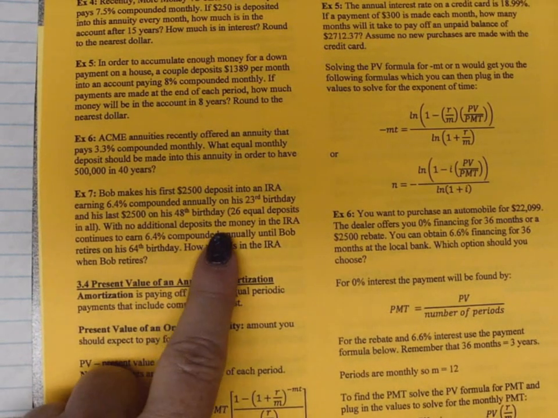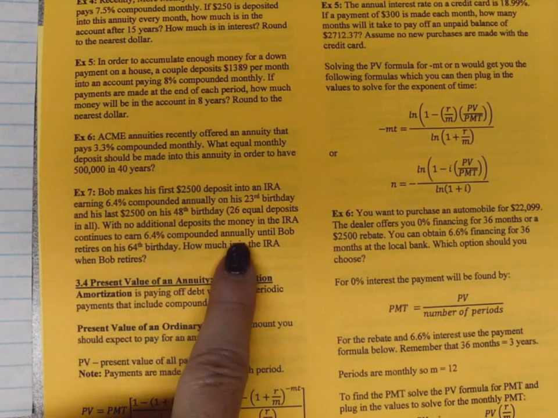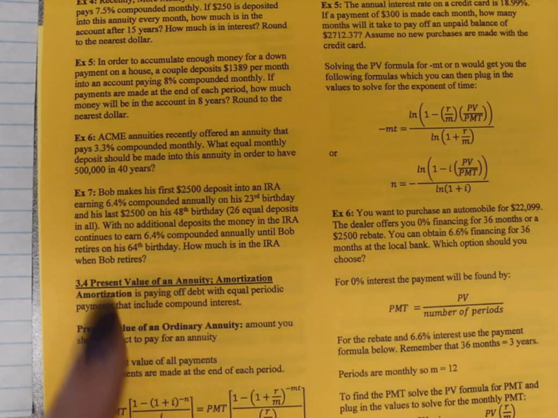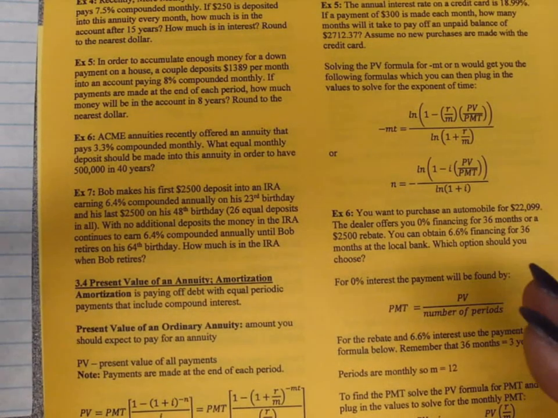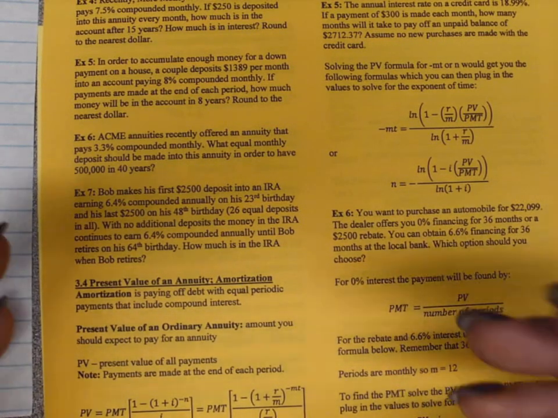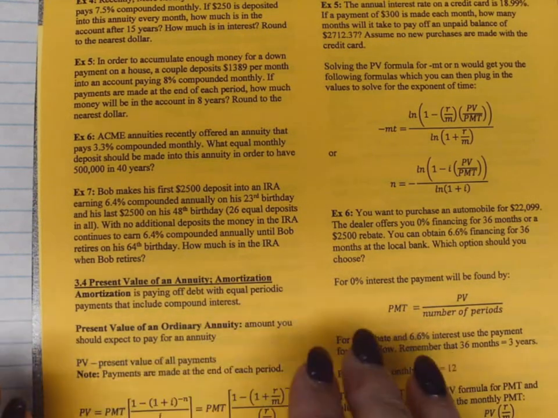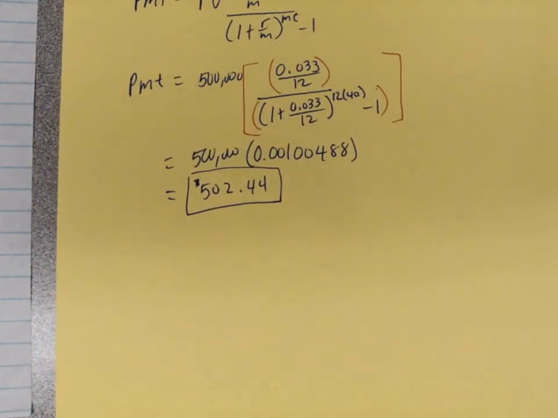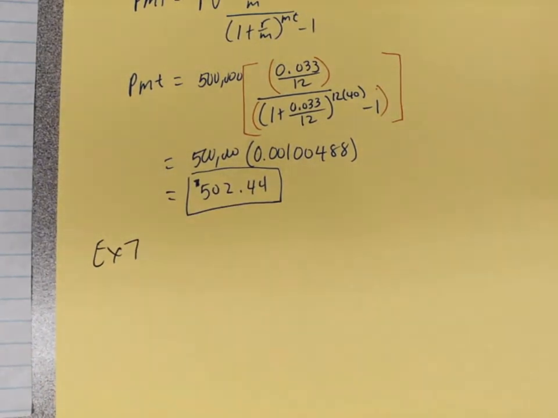With no additional deposits, the money in the IRA continues to earn 6.4% compounded annually until Bob retires on his 64th birthday. How much is in the IRA when Bob retires? So this is a two-part problem, because we're going to do the future value, and then it's going to continue to compound annually until he retires. So let's go look at what Bob's going to have. This will be example 7, last one for this section.